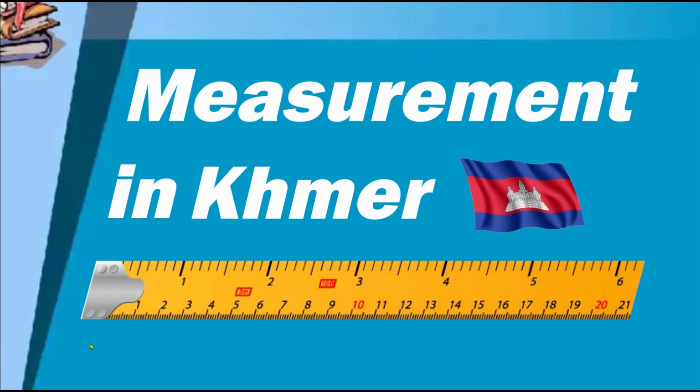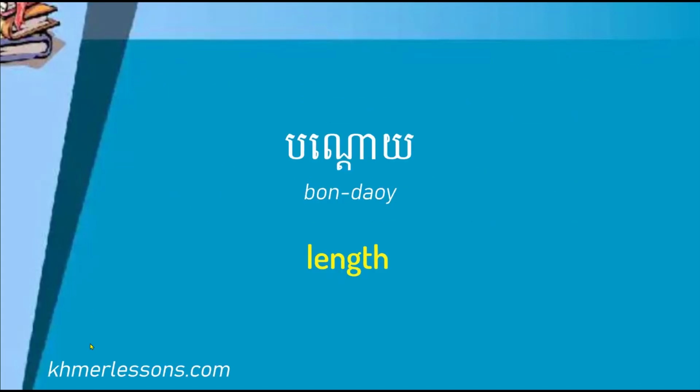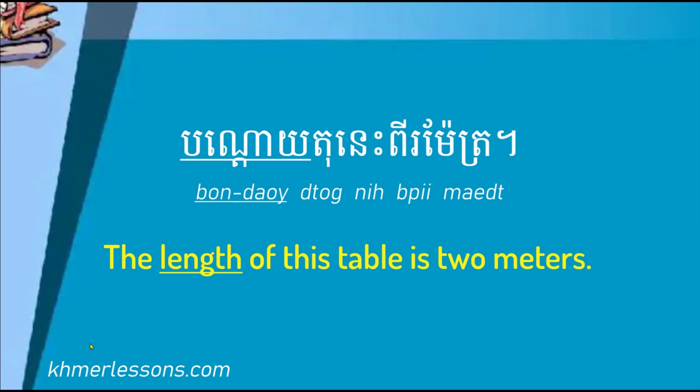Measurement in Khmer. Right now we can start. The first word is length. Bondawi. The length of this table is 2 meters. Bondawi tok nih, pi met.